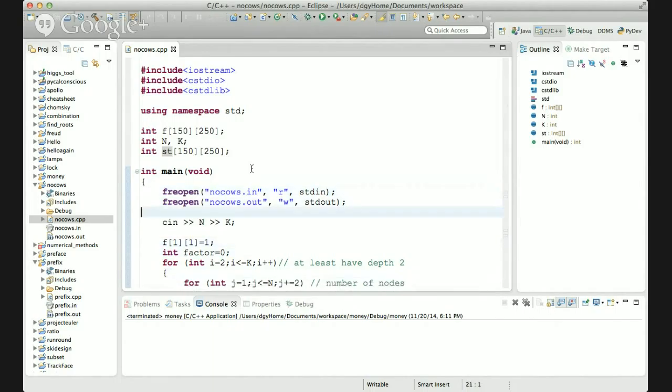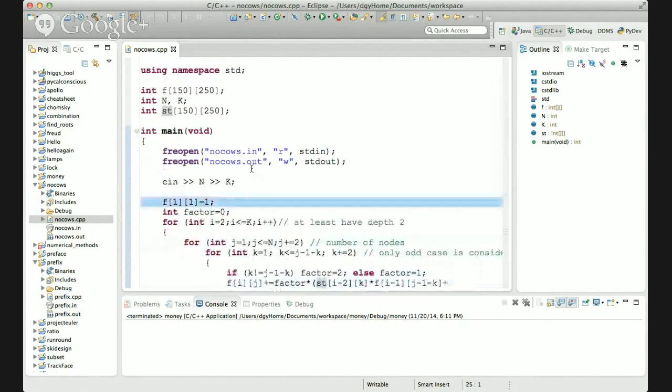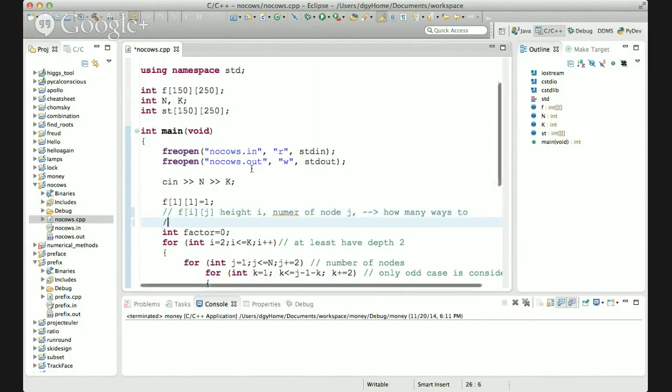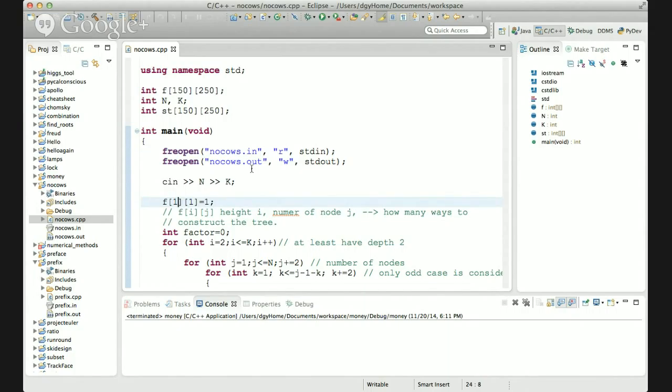Okay, we read N, K. Okay, F1. What does Fij mean? Fij means if I have a height I and number of nodes j, how many ways do I have to construct the tree. So you have only one height and I have only one node, so I have only one way. This is the foundation base.